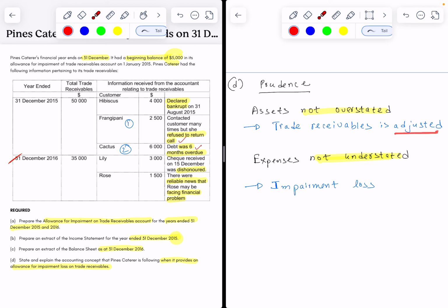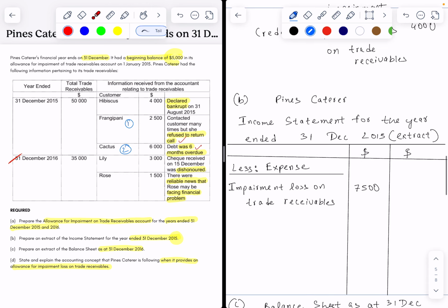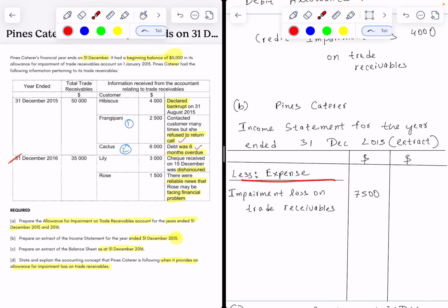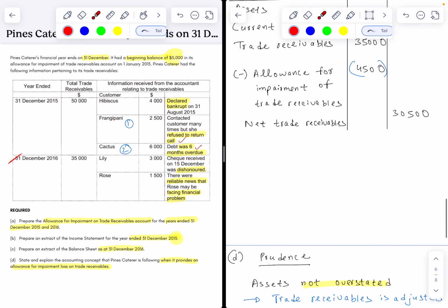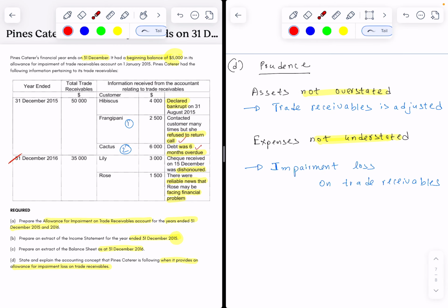Next, expenses are not to be understated, which means that impairment loss on trade receivables, which you have seen at 31st of December 2015, was an expense in itself, right? And that increased. So we ended up showing it in our income statement or statement of financial performance underneath expenses, which is going to reduce our net profits, right? So that is why when you're dealing with a question like this, it's always prudence accounting theory that's going to be relevant for you. All right.